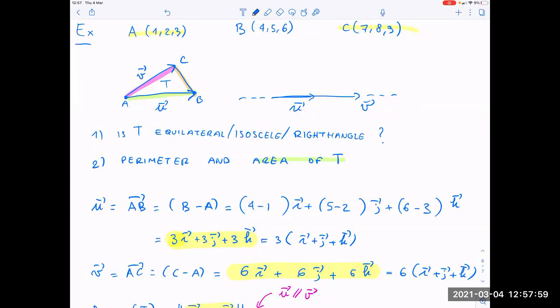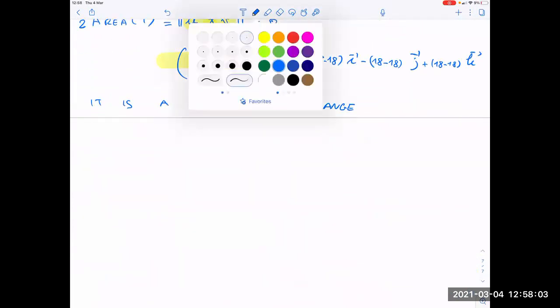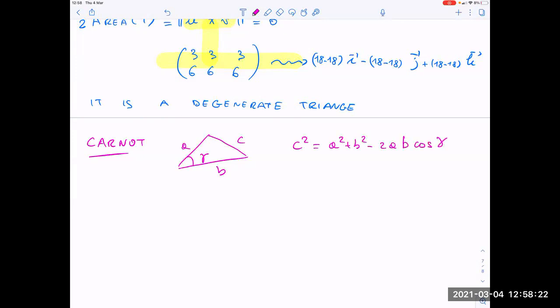Carnot theorem is also called the cosine theorem. In this context, it is giving you the length of a side, using the other two. So here it is.